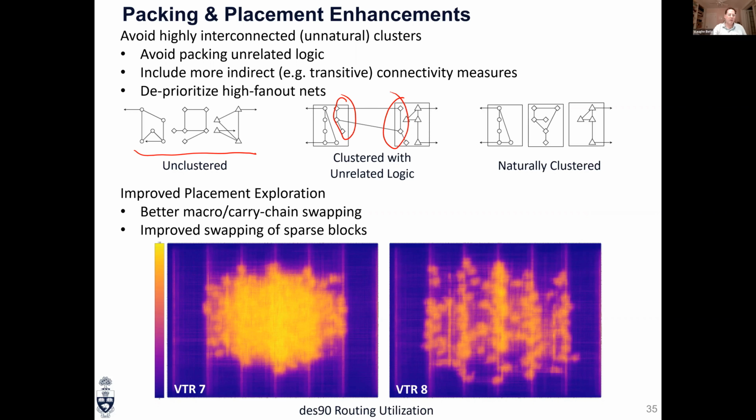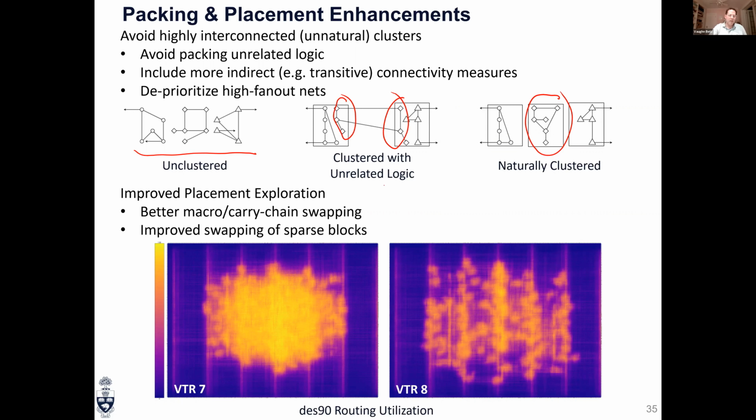VPR8 tries hard not to do that, tries to find more natural clusters, which does tend to increase the number of logic blocks and RAM blocks and so on moderately. It's usually by a low percentage, but not 0%. But that reduces the wire length significantly.